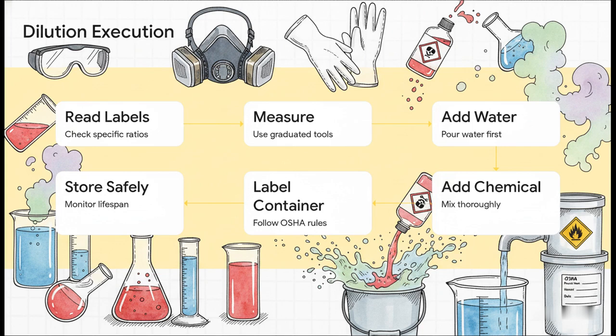You read the exact labels, you measure accurately with graduated tools, and then we arrive at step 3, which is absolutely critical. You must always, without exception, add water to your container first before adding the chemical concentrate. If you pour water directly into a pool of concentrated chemicals, that reaction can cause hazardous, concentrated splashback and immediate dangerous vapor release. It's a massive safety risk. So add water first, then your chemical concentrate, mix it thoroughly, meticulously label your secondary containers to comply with OSHA standards, and store it safely.